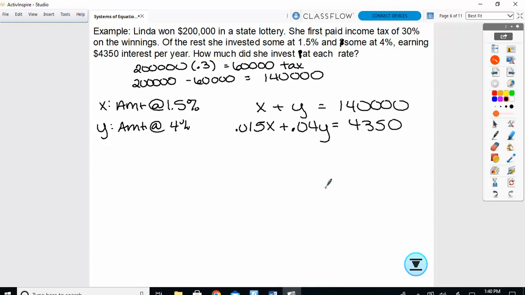So now we are ready to do substitution or elimination. Probably a little bit easier to do the elimination here. So we're going to take the first one times negative 0.015. 140,000 times that. We have 2,100, is that right?